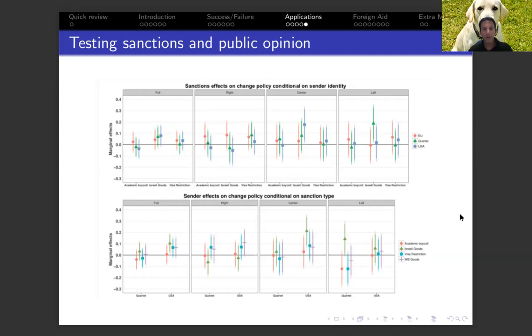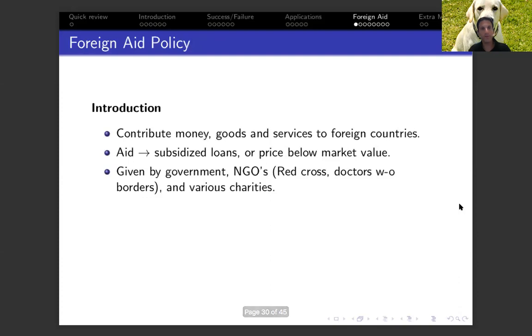Okay, I want to shift now to the second part of the economic policy tools that I'm going to talk about today, and that is foreign aid. So foreign aid is the contribution of money, goods, and services to other governments, to other people, to other communities in foreign countries, of course. This type of aid is usually given for free or as heavily subsidized loans or at a price which is well below market value. That's the idea behind foreign aid.